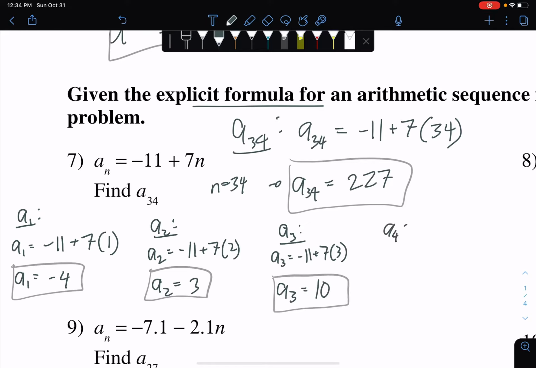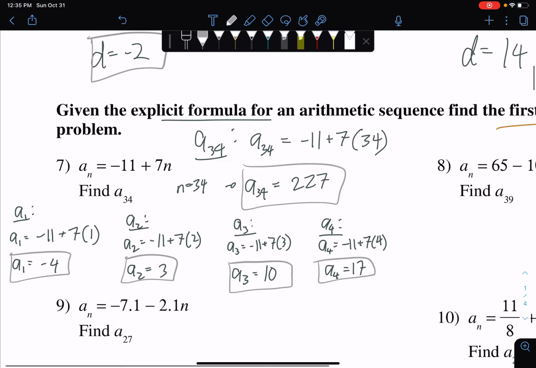For a sub 4, the same equation follows suit. A sub 4 is equal to negative 11 plus 7 times 4. A sub 4 would be equal to 17. And to find a sub 5, a sub 5 is equal to negative 11 plus 7 times 5. Our answer would be 24. So we're finished with number 7.